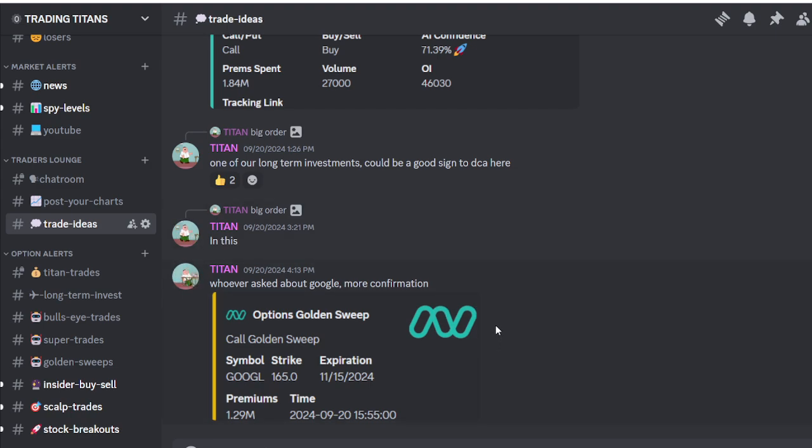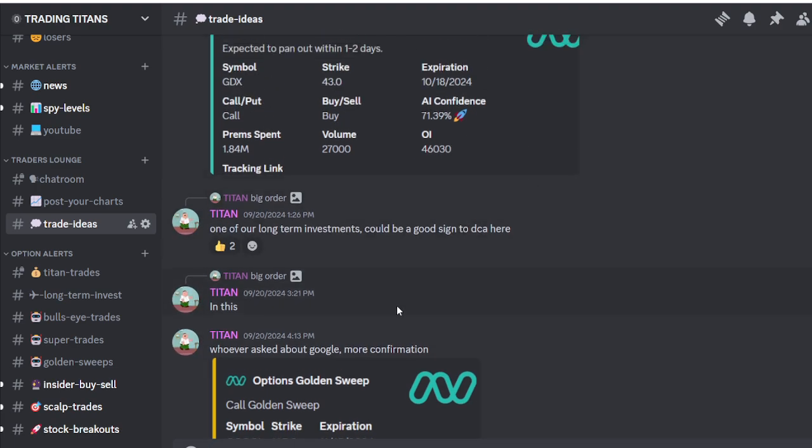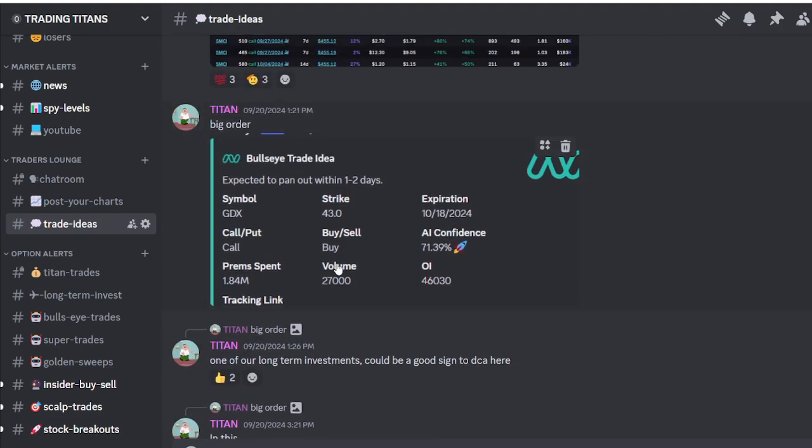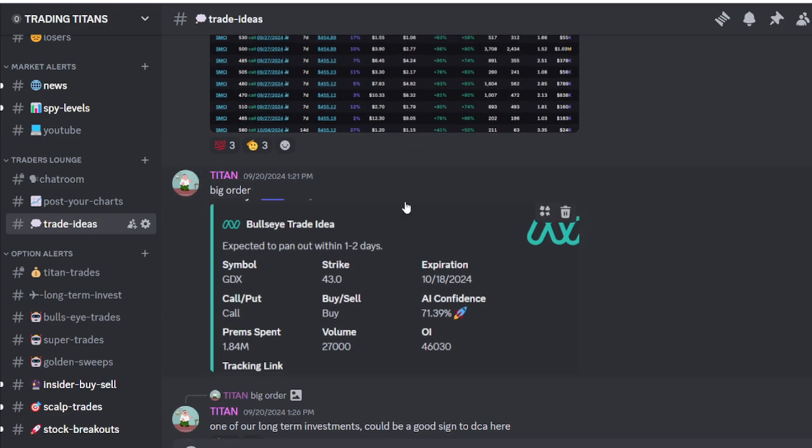Or if any of the AI bots alert something that you like, you can post it here, and then we can discuss it, or members can discuss whether they like it or not, and agree whether it's a good play to jump into or if it's not a good play. So just a bunch of members chatting it up and deciding what's good and what's not good, whether it's from me personally or from the AI bots.